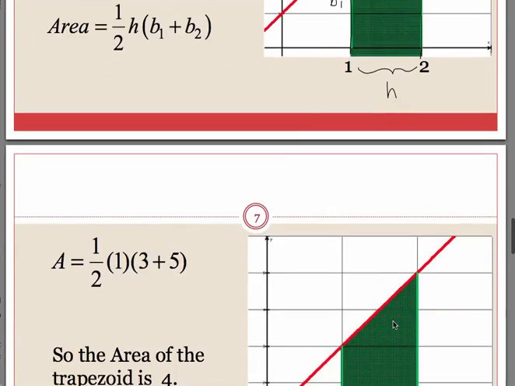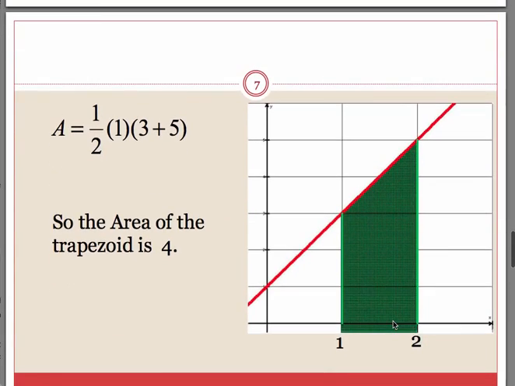So to get the area of that trapezoid, we would have 1/2. The height is 1 because it's going from 1 to 2. And one base is 3 high, the other one is 5 high. So the area then would be 4. It's easy to use geometry to find that. And you're going to find as we move forward that a lot of times you can use geometry rules to find area under the curve. This is a great example of that. Here we use trapezoids. Sometimes you'll be using semicircles or just rectangles or squares.